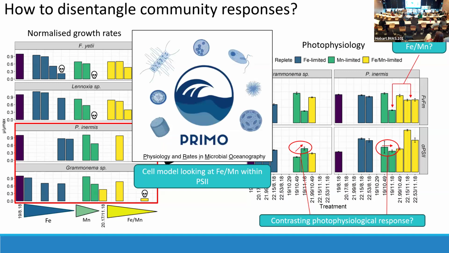This is work that I'm doing as part of a PRIMO mentorship program. PRIMO stands for Physiology and Rates in Microbial Oceanography. It's a SCOR working group, and we are trying to build a model as part of this mentorship to look at iron and manganese within photosystem II.